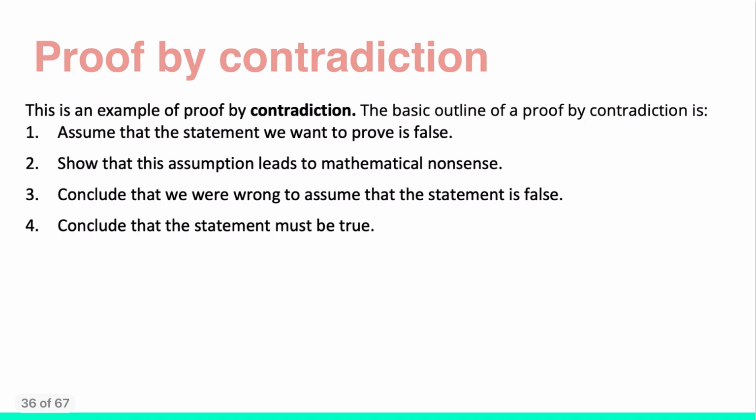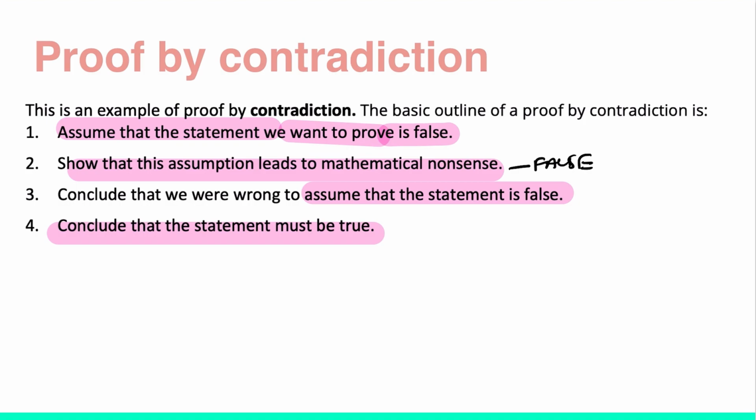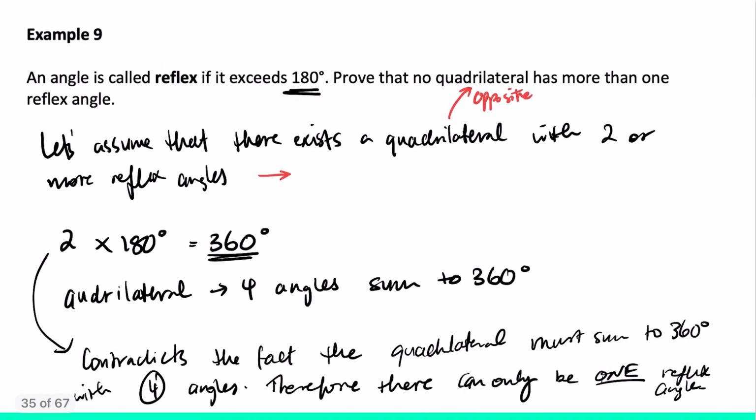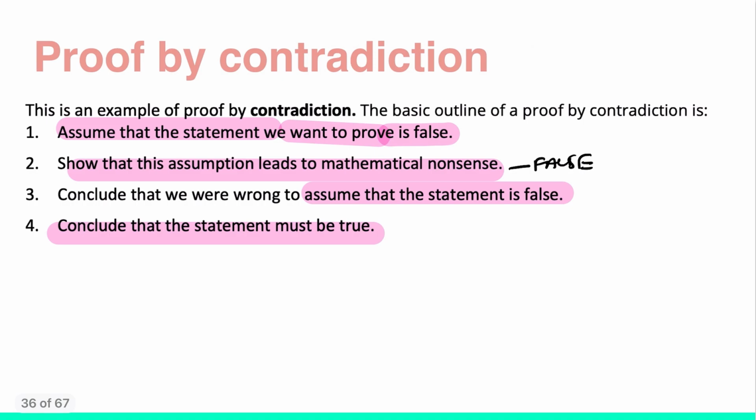So here's a breakdown of what you need to do. The first thing we do is assume that the statement we want to prove is false. Then we show that this assumption leads to mathematical nonsense, as in it just doesn't make sense, that the contradiction is false, whatever it might be. Conclude that we were wrong to assume that the statement is false, and then if that statement is false, then the original one must be true. So we've written a false version over here, and then we try to prove it. We end up at a point where it just doesn't work. It's going to break down, and when it breaks down, that means that the original statement must be true.